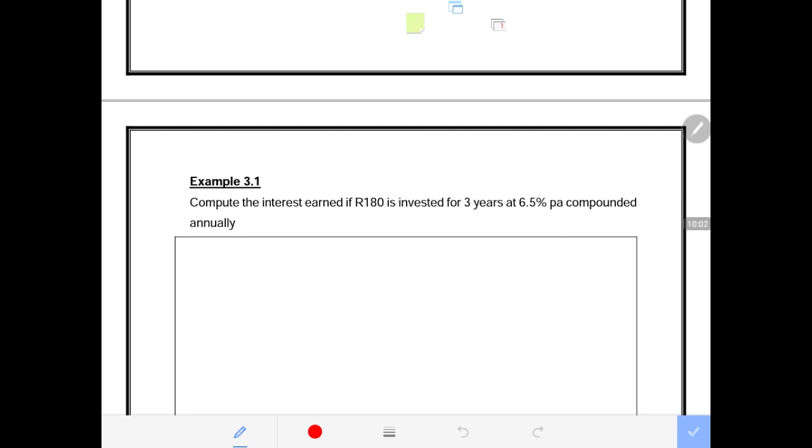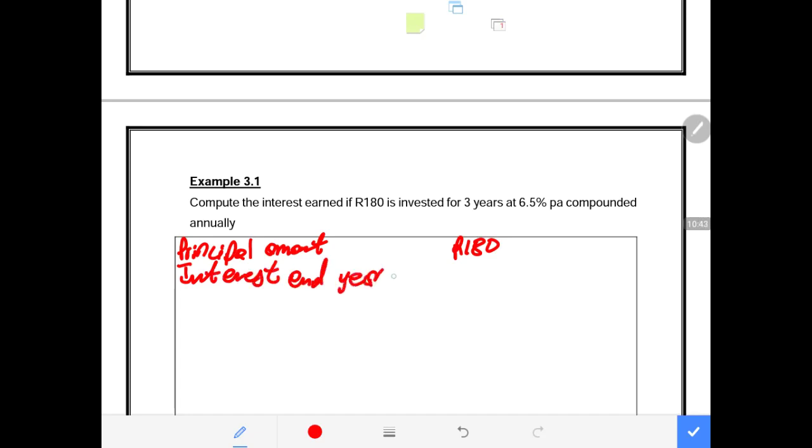Now let me do the workings on how we calculate the compound interest. Now we have the original amount that was invested. We need to first start with the original or the principal amount that was invested. In this case, we have a principal amount of 180 rands. Now we earn interest annually. That means we compound interest every end of the year. So now we'll need to calculate the interest for year 1. How much is the interest at the end of year 1?